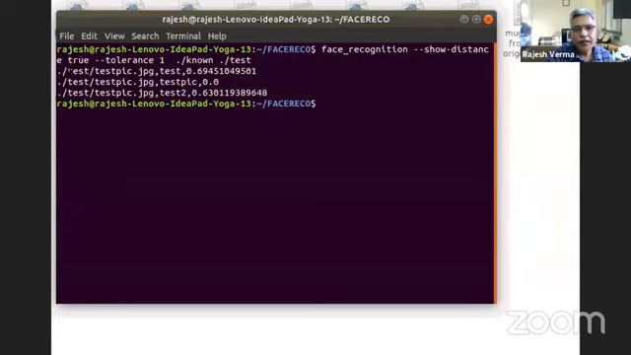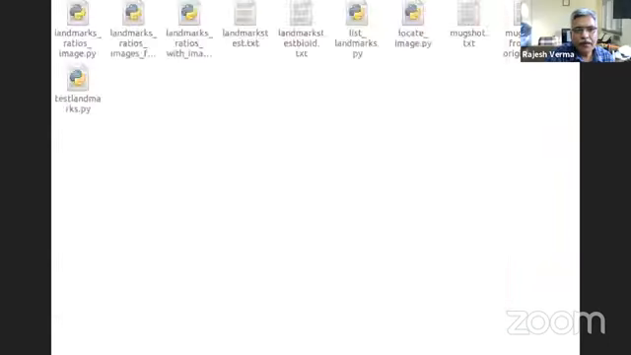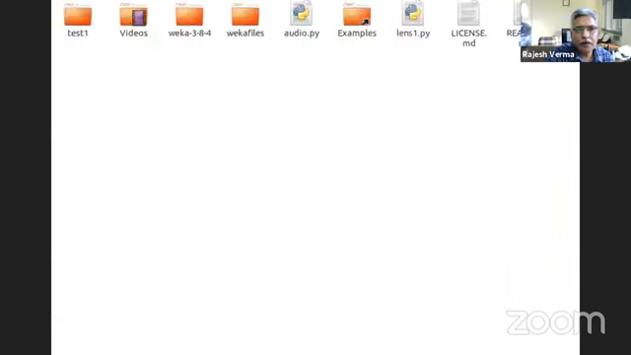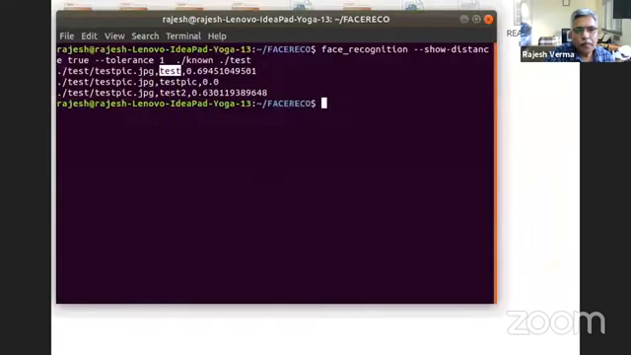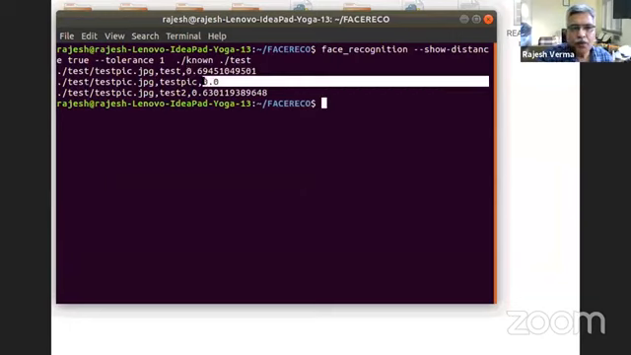Now you see the distance of the test peak, sorry, the test peak JPG. With one of the images, the distance is 0.69, but with one test peak, it is 0.0. That is, it is exactly the same. In fact, it is the same picture.